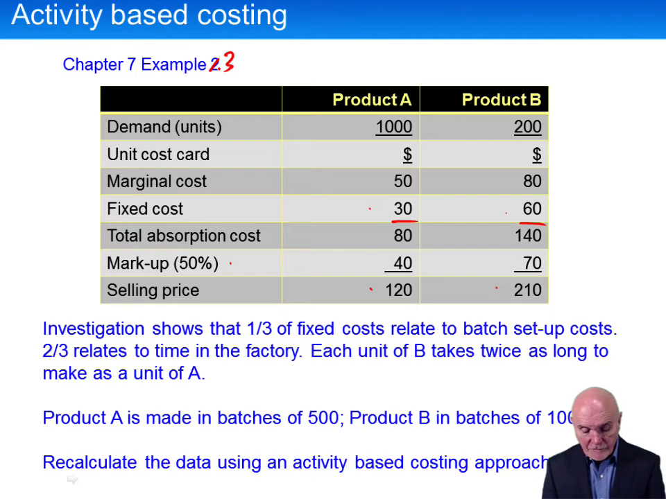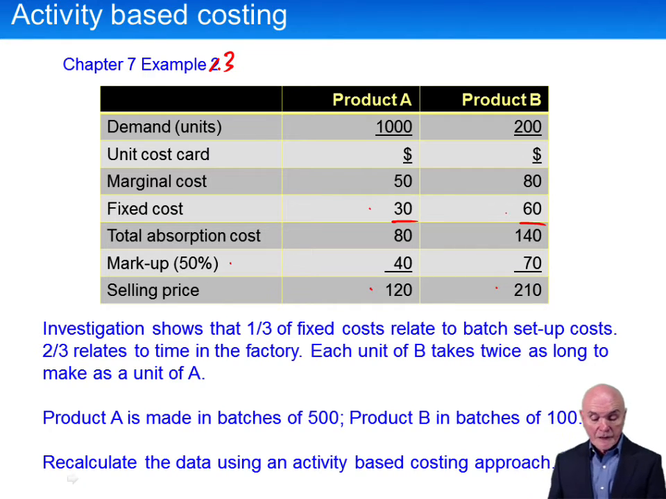So, first of all, we would have to find out what the total overhead costs are. Then we'll divide them 1/3, 2/3. That's really saying that 1/3 of these costs relate to the setup cost pool. The other 2/3 of the costs relate to all the other stuff that's going on in the factory. So, what will the total overhead costs have been?